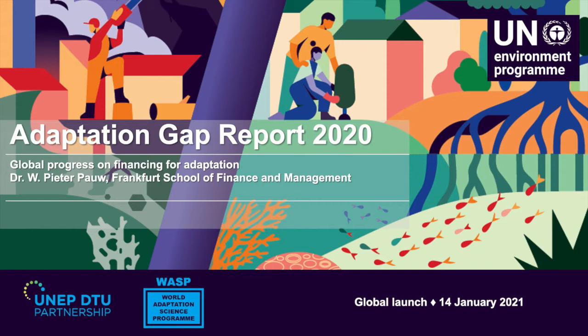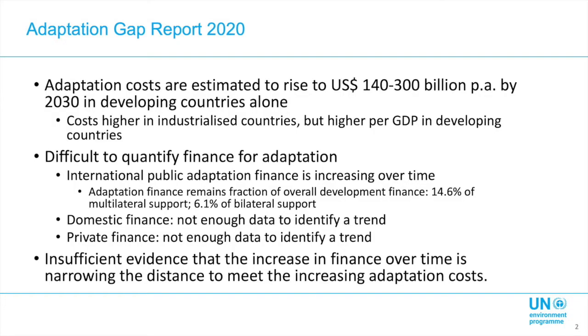Yes, thank you, Lars. It's my pleasure to be here and to present this report also on behalf of my co-authors. Basically, what we describe in the report and what we find out is that when we look at two components, of course, costs, estimated costs, and estimated finance. And the costs are estimated to rise, adaptation costs. The costs are rising to an estimated level of 140 to 300 billion per year by 2030 in developing countries alone. And costs are likely to rise further after that, depending on how climate change evolves.